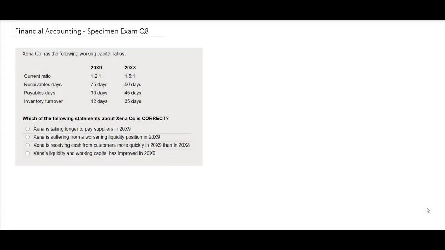In this question, you are being asked to decide which of the following statements about Xenoco is correct. In order to identify the correct statement, you will need to review the individual ratios that have been given to you with the company information. The current ratio looks at the company's ability to repay its current liabilities with its current assets. And we can see that from the 20x9 results compared to the 20x8 results that they have less current assets to cover their current liabilities.